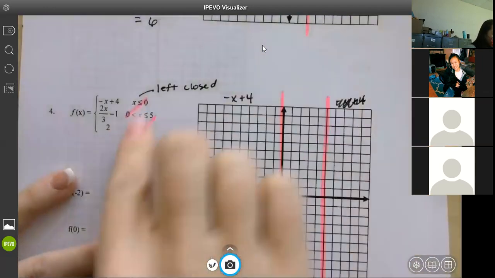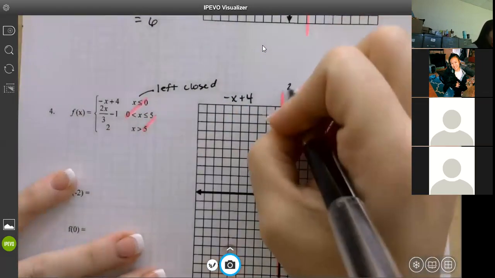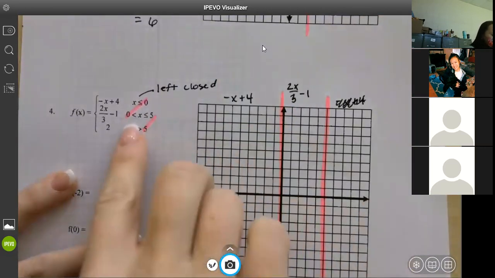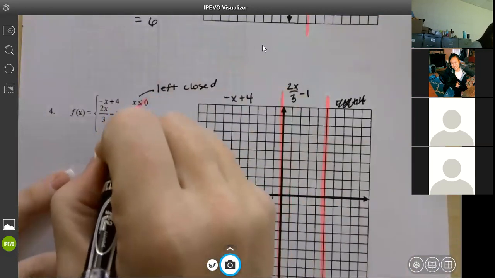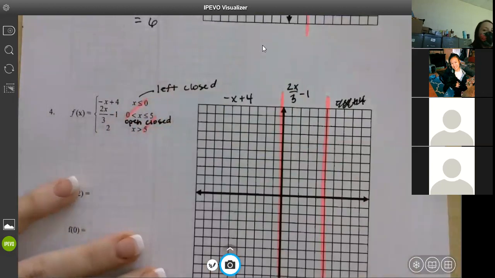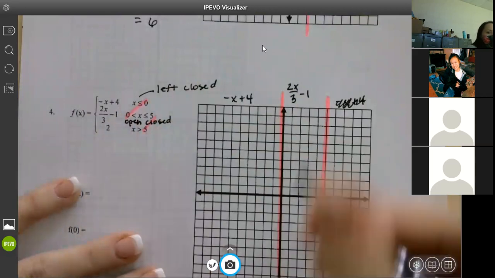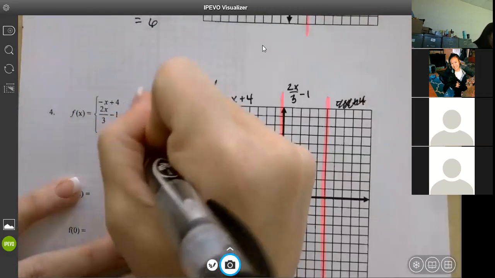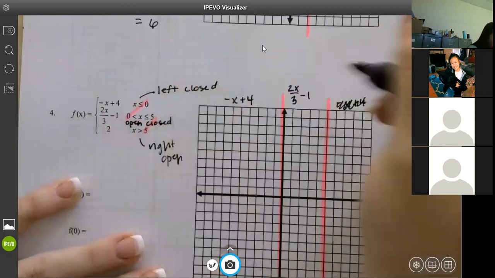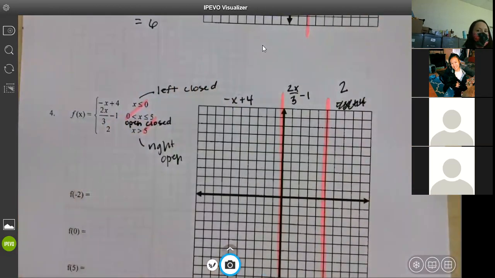The next one goes in the middle because it's between 0 and 5, so 2x over 3 minus 1 is going to go in between there. The left boundary is open, the right is closed. And then the last one is going to go on the right, and it is open. So just 2 over here.